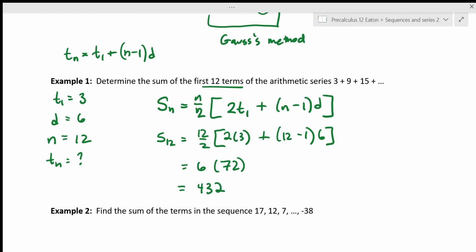And so the sum, and remember what we're getting. When we have an S, we're getting a sum. So that means the sum of the first 12 terms, we're adding up the numbers 3 plus 9 plus 15 plus everything else in that arithmetic sequence up to the 12th term. We still don't know exactly what the 12th term is, but we were able to calculate the sum regardless.